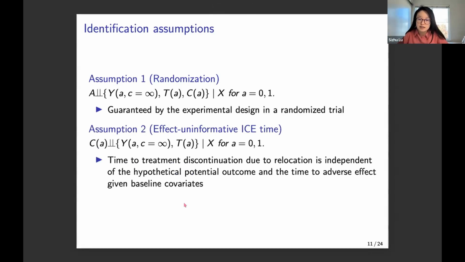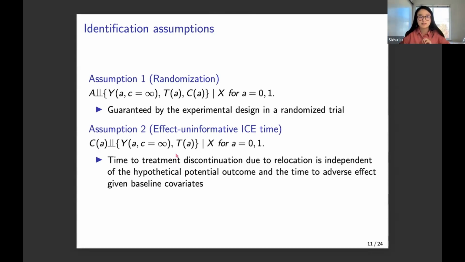The second assumption is on the effective and informative intercurrent event time. We are assuming such an event time is independent of both the potential outcome of interest and the time to event of the other type of intercurrent event. So C is conditionally independent of Y and T.